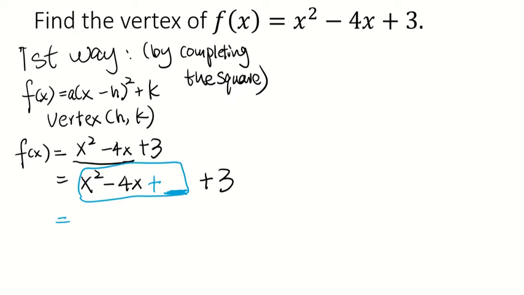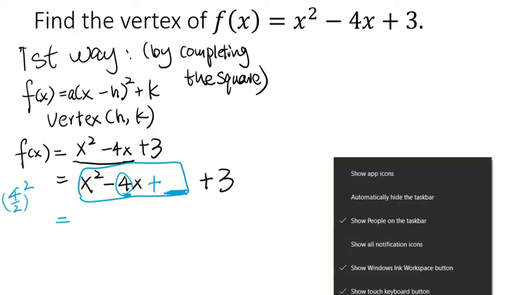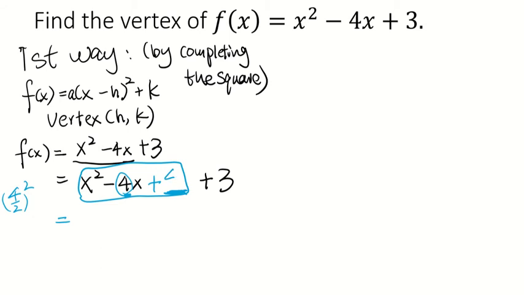Well, we find it by dividing the 4, the coefficient for the x, by 2, 4 divided by 2, and square it. And we end up having 4. So we'll put it right here. Okay, so after I add the 4, I have to subtract 4, so that this is still the same function.